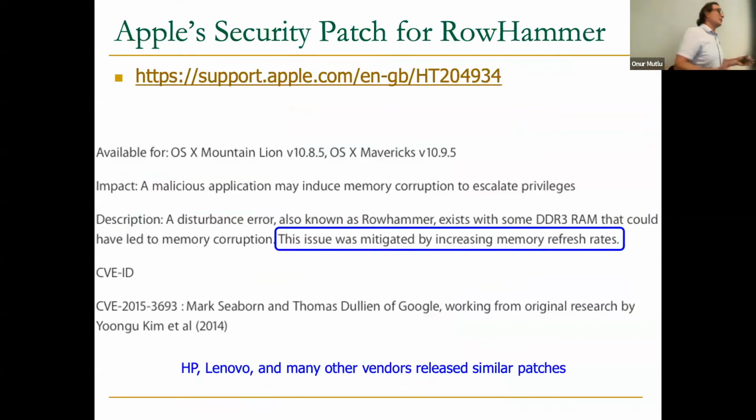So what did industry do initially? Essentially, they increased the refresh rates because this is what they can do. There's no other option, if you will. They cannot change the DRAM chips out in the field. Apple is nice because they actually credit our paper over here. And they don't say how much they increase the refresh rates, probably by 2x. So you can see that they closed the vulnerability, but probably they didn't completely fix the vulnerability. And it's not just Apple, everybody essentially released similar patches.